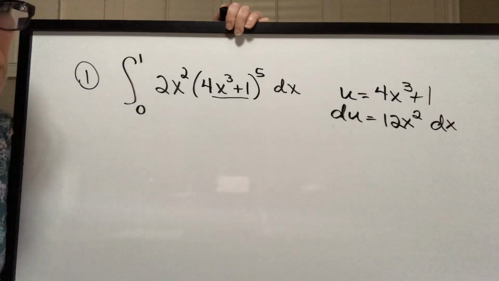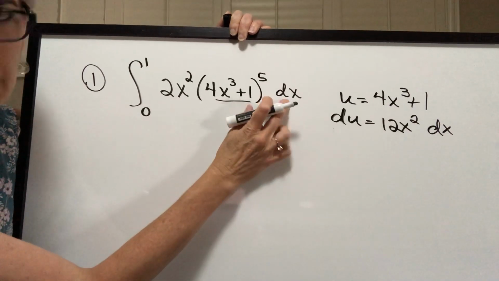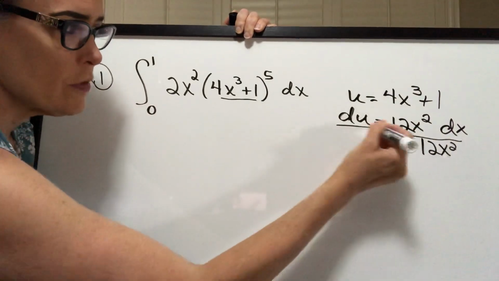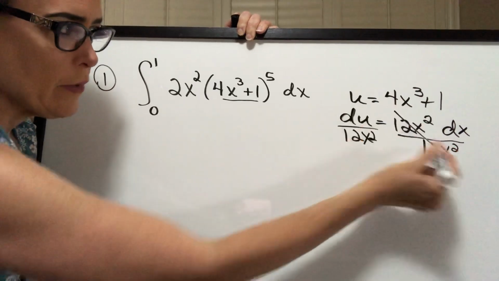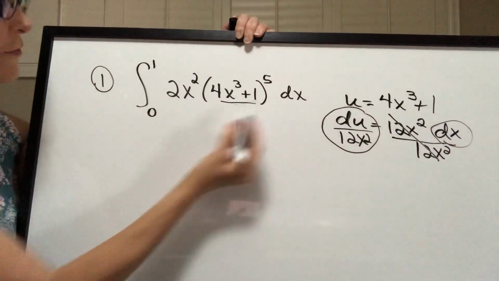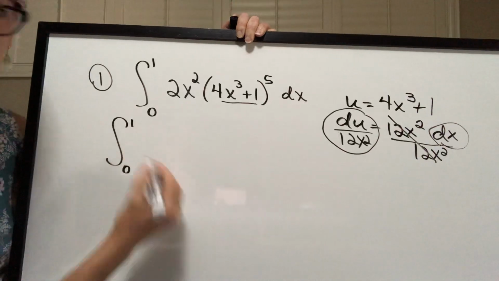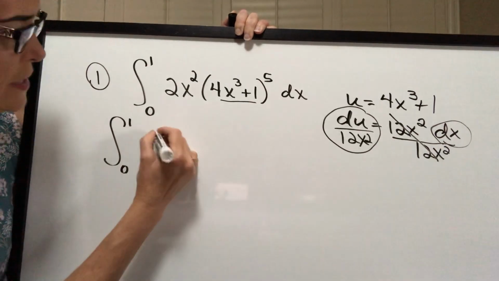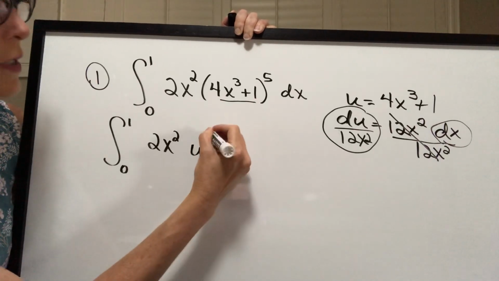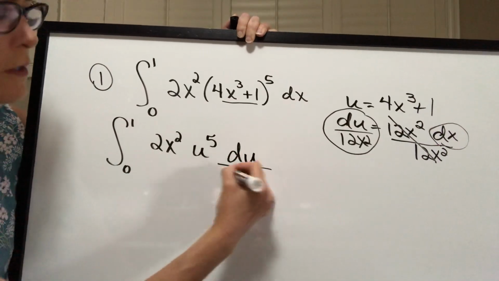Remember, the goal is to substitute back into the integral, so you want something that we can put in for dx. I'm going to divide both sides by 12x squared. That way we'll have that this value is equal to dx, and that's what we'll plug in. So we still have this integral, and I'll show you what to do with these limit numbers in a little bit. Just keep the 2x squared there, but in place of the parentheses you want to use u to the 5th power, and instead of dx, we're going to use du over 12x squared.